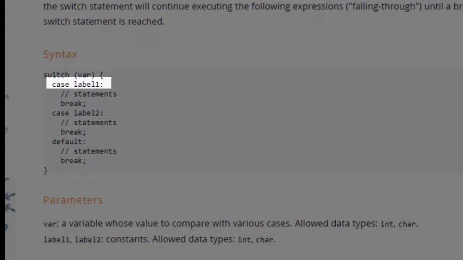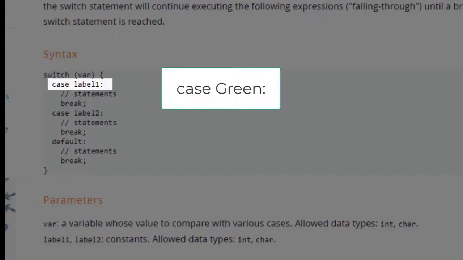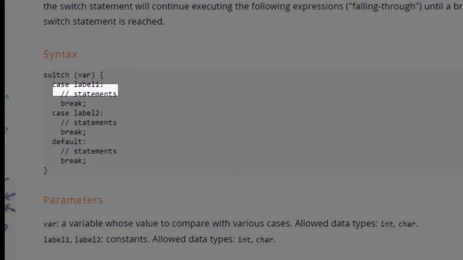On the next line, we see the words case and then label 1. The word case is a required part of the switch case structure, and I guess that's why Arduino refers to it that way. Now, the label in our driving situation would be the color. So, for example, we could write something like case green here. Notice the colon after the label. We'll need that for this to work. On the next line, we see a comment that just says statements, and this is the code we'd execute if the case tested true. For example, I could write something like this.